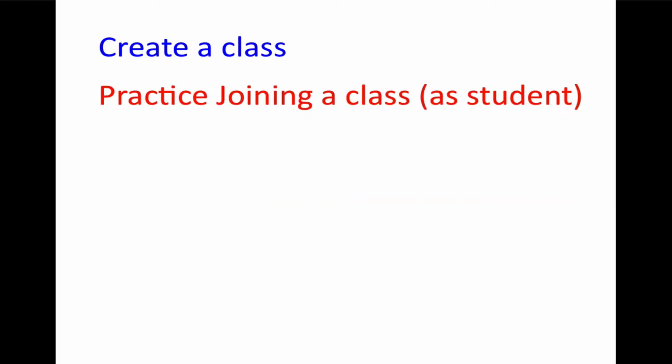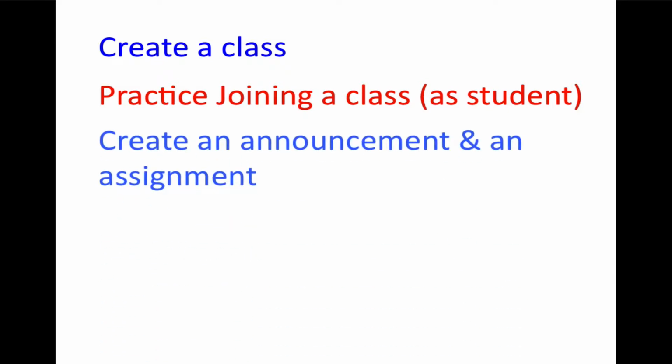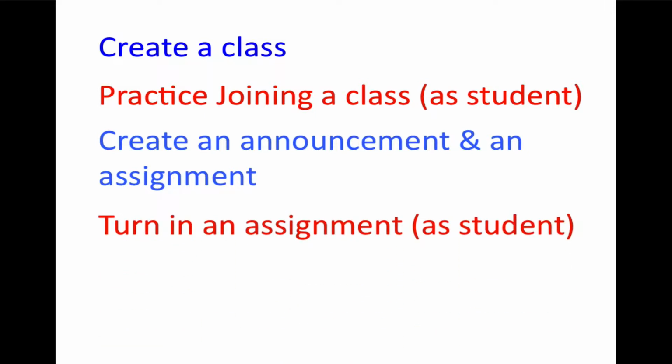Today, we're going to create a class, practice joining the class from the student's point of view. So we're going to come at things from the teacher's point of view and the student's point of view so that the teachers become comfortable assisting the students as they join classes and submit work. So we're going to create an announcement and an assignment. Those are two different types of things that you can do with your Google class. We're going to turn in an assignment from the student's point of view.